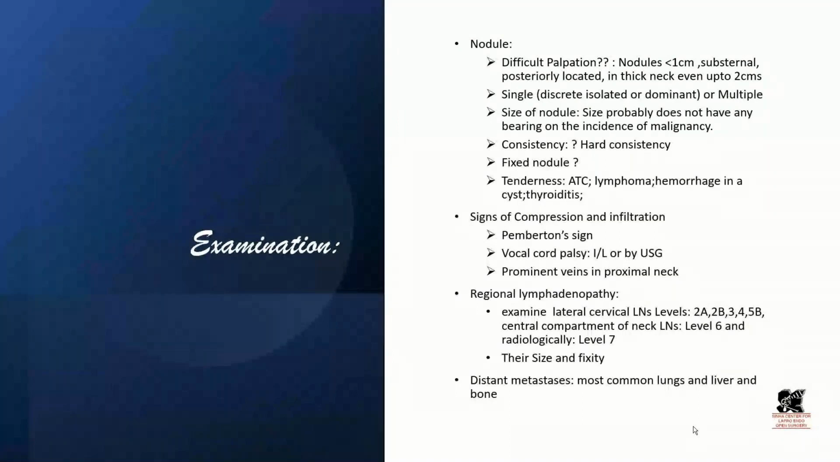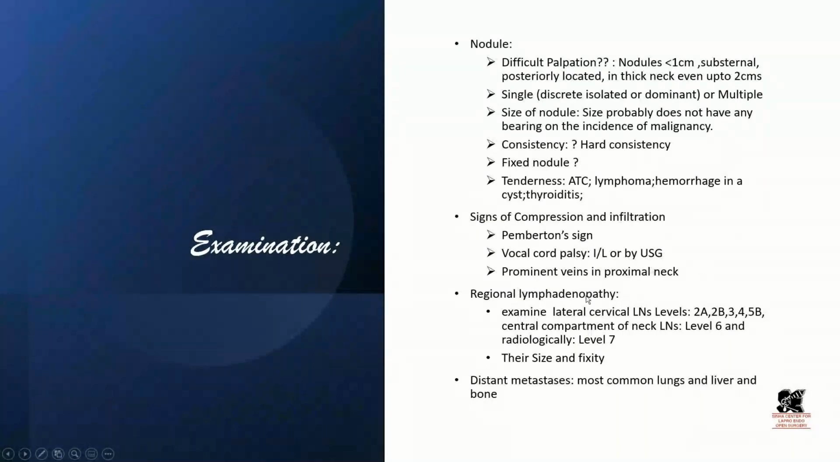Anyway, vocal cord palsy can be seen by indirect laryngoscopy. Of course, hoarseness of voice is there, but it can be confirmed by indirect laryngoscopy or even by a non-invasive ultrasound, which can confirm vocal cord palsy for you. And then prominent veins in the proximal part of the neck.